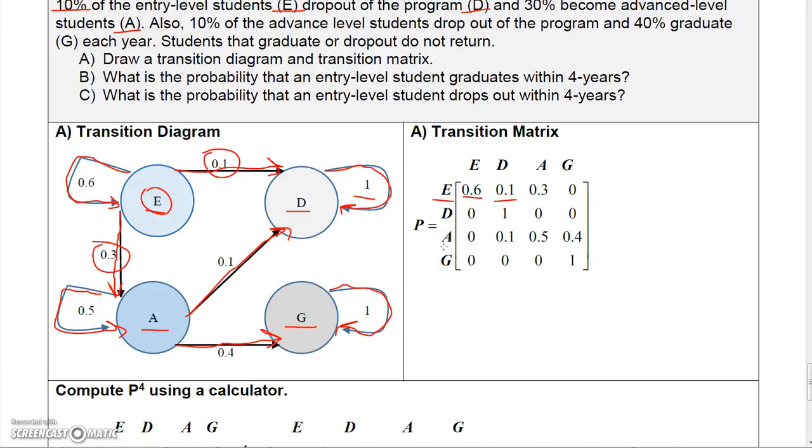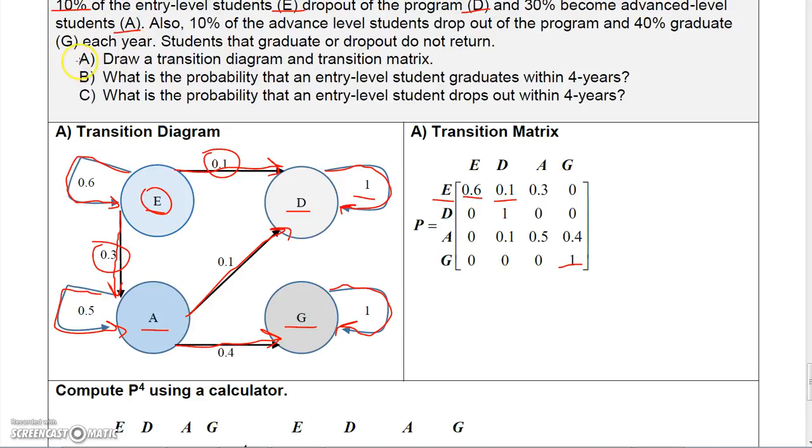Okay, you can't go from advanced level to entry level, so that's 0. 10% go from advanced level to dropout. 50% go from advanced level back to advanced level. And 40% go from advanced level to graduate. And then from graduate to entry level, 0. Graduate to dropout is 0. Graduate to advanced level is 0, and graduate to graduate is 100%, which is 1.